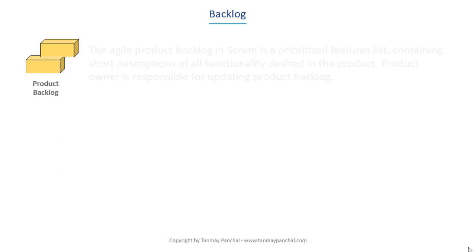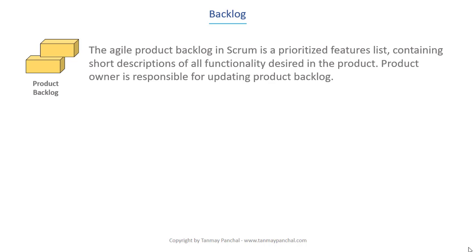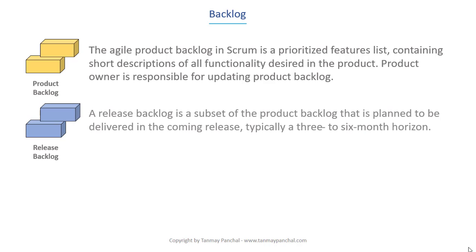There are three backlogs used in Scrum: the Product Backlog, the Release Backlog, and the Sprint Backlog. The Product Backlog is the master container of all the user stories for the project. The Product Backlog is continually groomed and prioritized so that maximum value is delivered to the customer. The Release Backlog is a subset of the Product Backlog that is planned to be delivered in the coming release, typically a 3 to 6 months horizon.